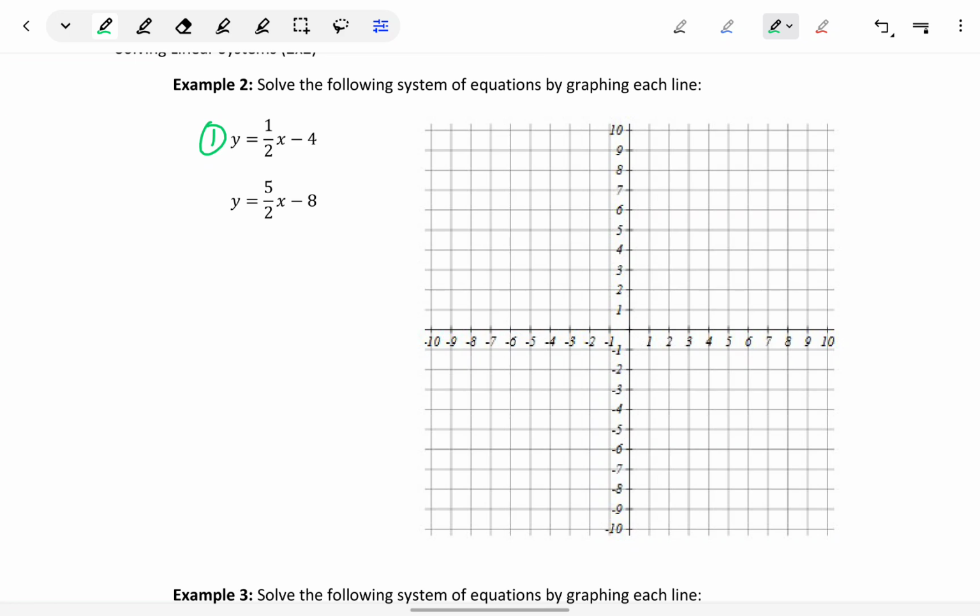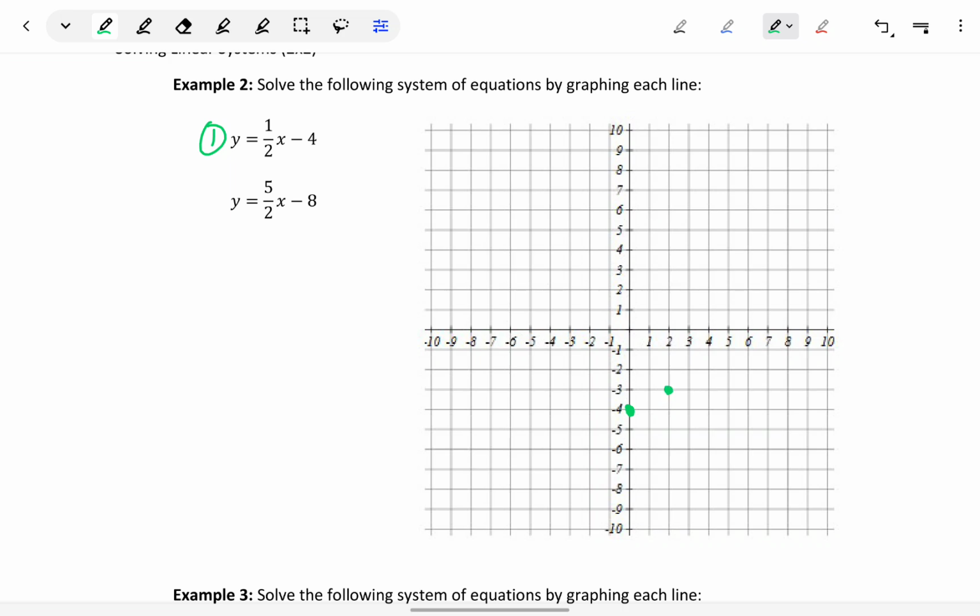We know, since this is written in slope-intercept form, that this graph will have a y-intercept at 0, comma negative 4. And then we can use rise over run with the slope of 1 half to find a next point by moving up 1 and to the right 2.